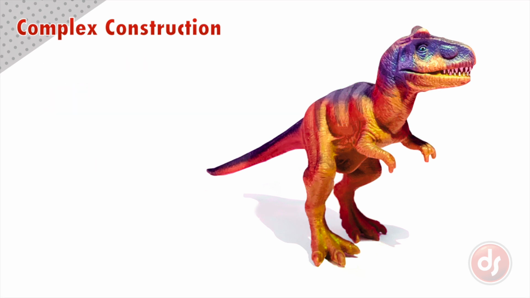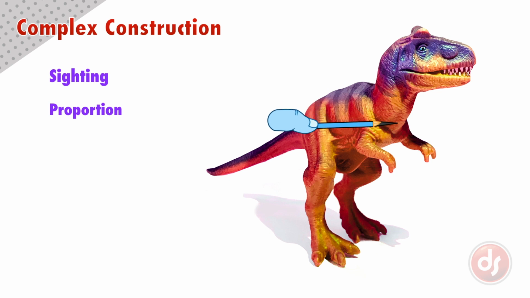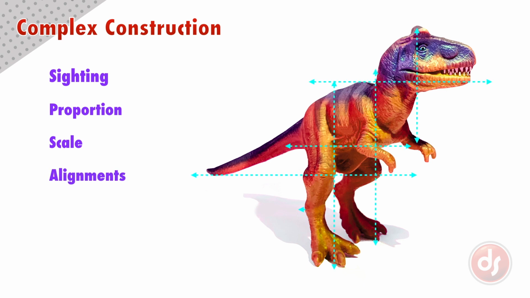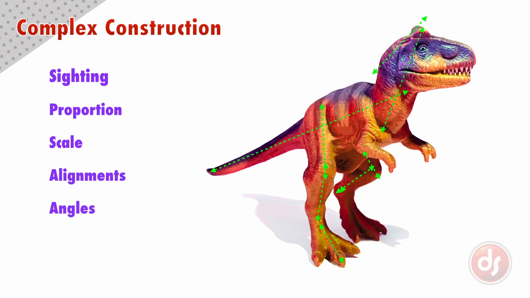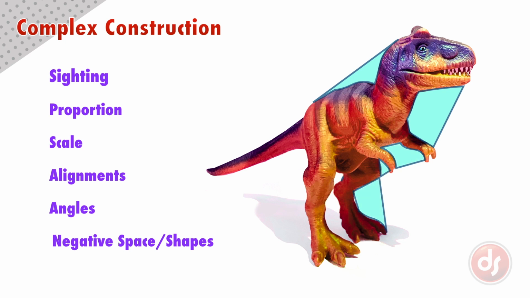Since we are working from reference, we will use the different sighting techniques to analyze and record what we see. For proportion, we often use the head as our unit, and we use that to measure the rest of the subject. Since we are only drawing one object, and scale relates one object to another object, we won't be using this sighting technique. We will use alignments, angles, and negative shapes to construct the subject accurately.